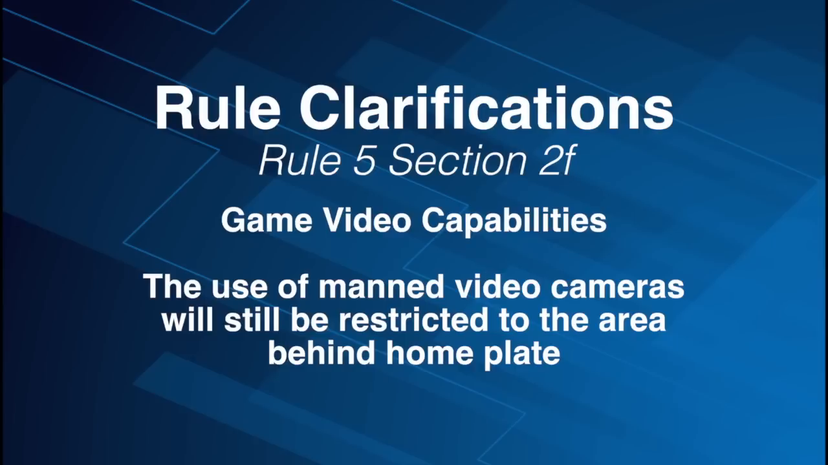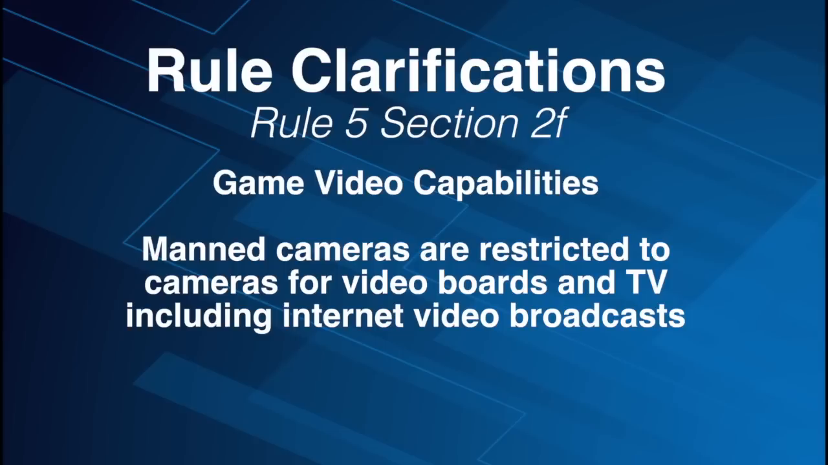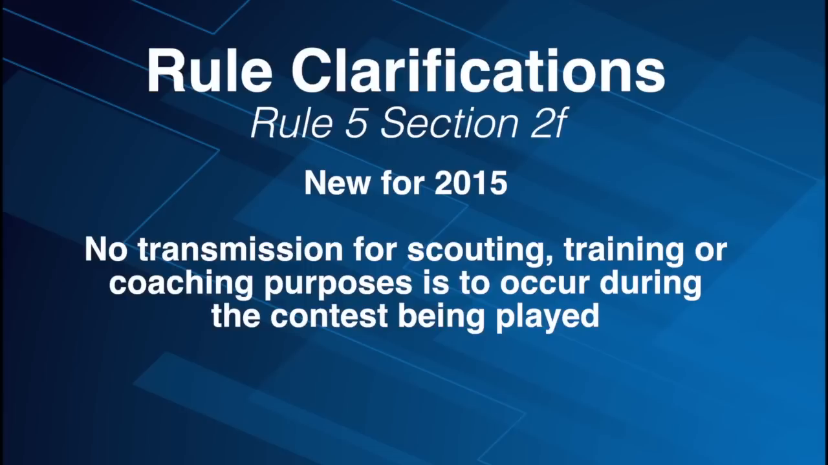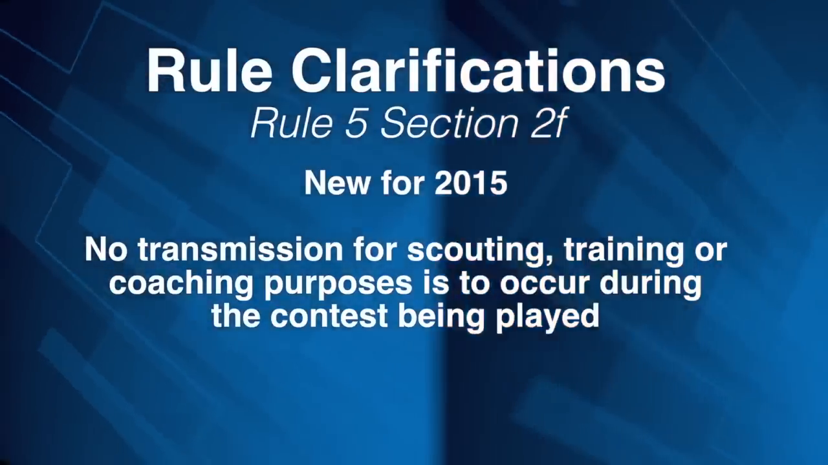home plate, defined as the area from the outfield cutout behind first base to the outfield cutout behind third base. Manned cameras beyond that area are restricted to cameras for video boards and television, including internet video broadcast. A change has been made for 2015 to allow unmanned video cameras to record from any location. However, this video is to be exclusive for training and/or teaching purposes after a game, and no transmission for scouting, training, or coaching purposes is to occur during the contest being played.